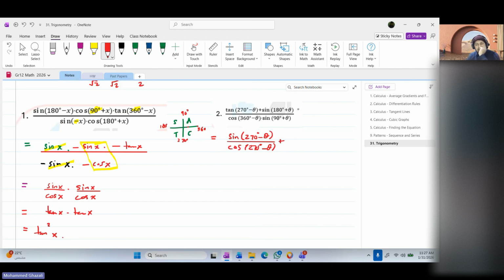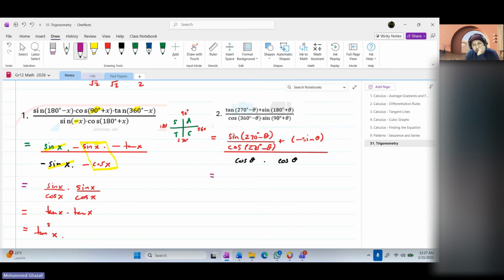What is sine of 180 plus theta? That's in the third quadrant and is negative. So negative sine theta, right? All over. What is cos of 360 minus theta? That is in the fourth quadrant. So you just get cos theta. Sine of 90 plus theta, that is in the second quadrant. But in the second quadrant, sine is positive. So that just gives you cos theta, right? So far so good. Let's see if there is a cancellation there.